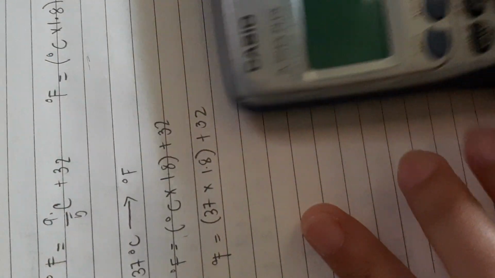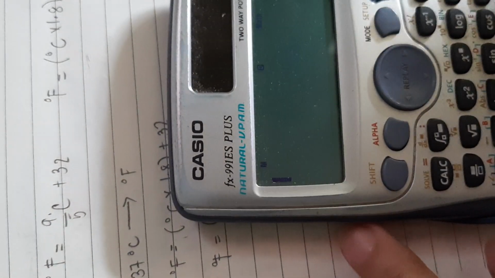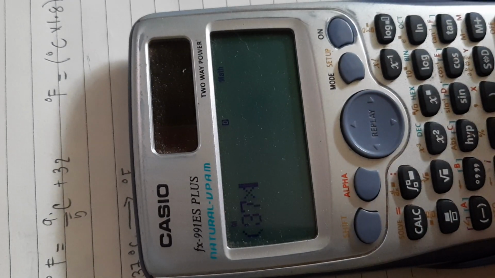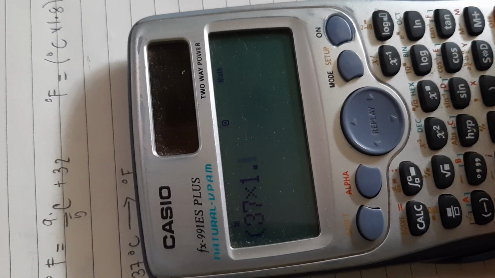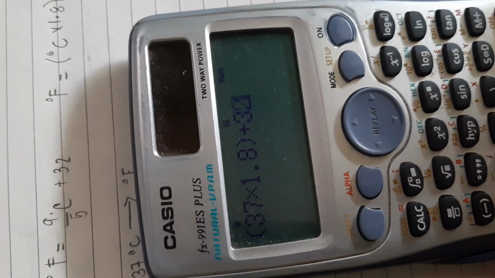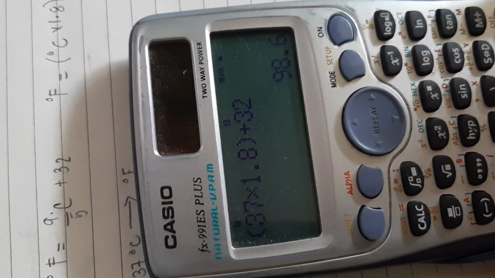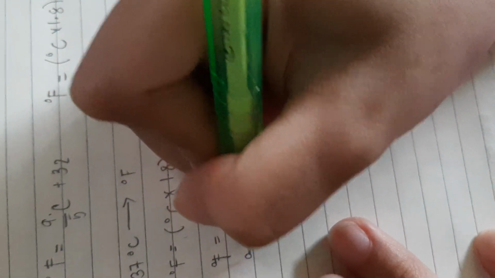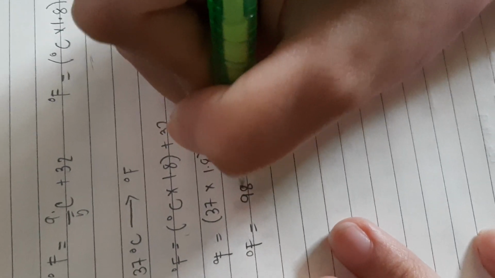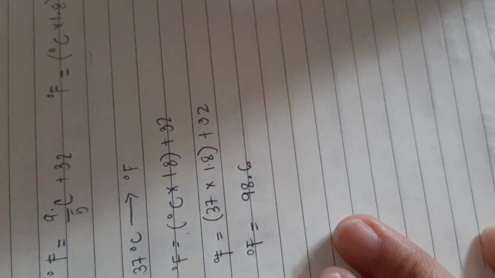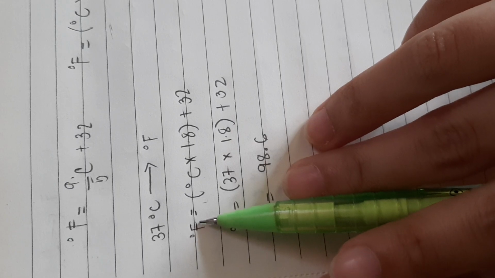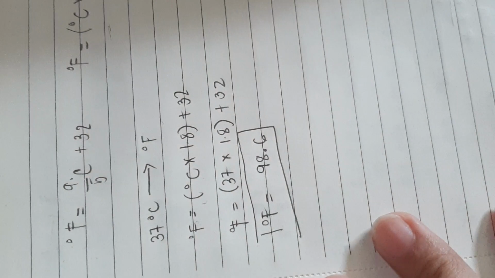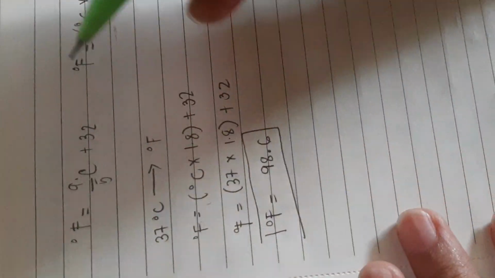So let's compute for this. 37 times 1.8 plus 32 is equal to 98.6. So degrees Fahrenheit is equal to 98.6. This means that 37 degrees Celsius, its conversion to Fahrenheit, is 98.6.